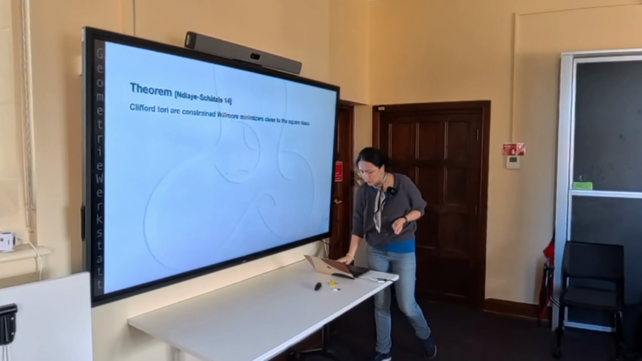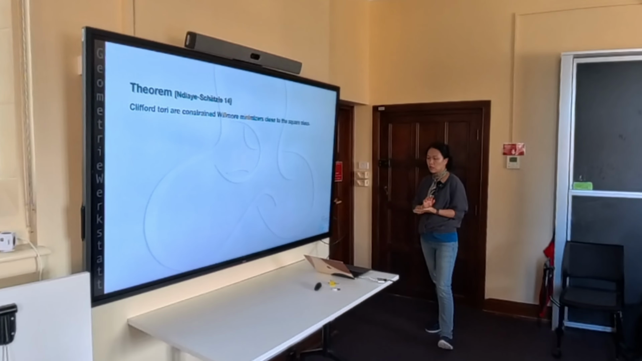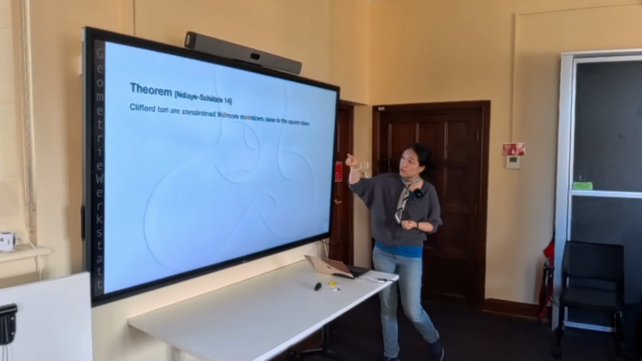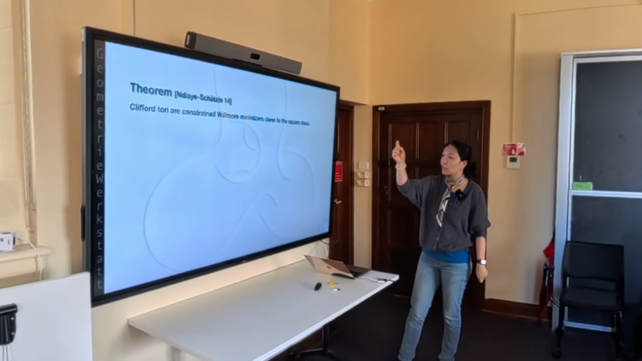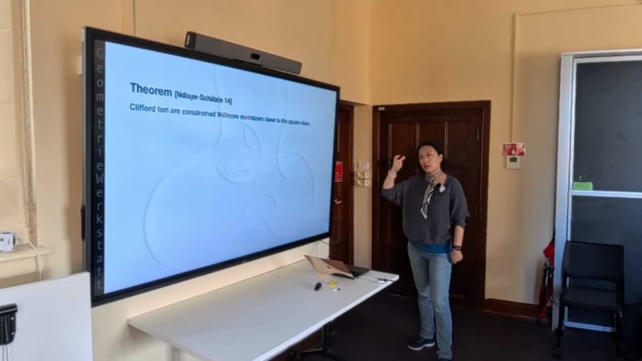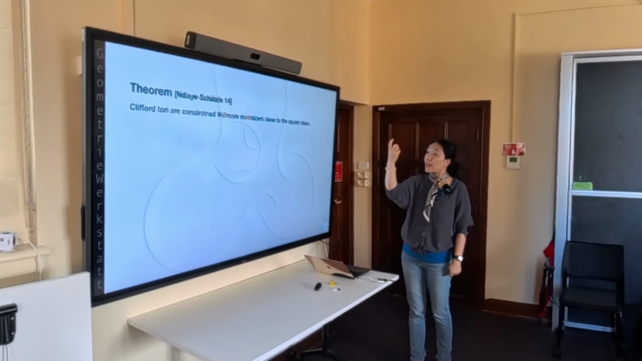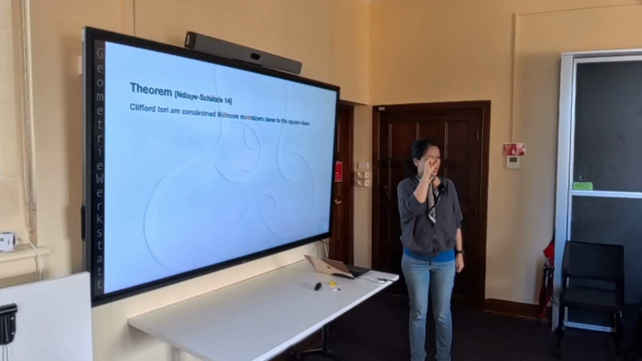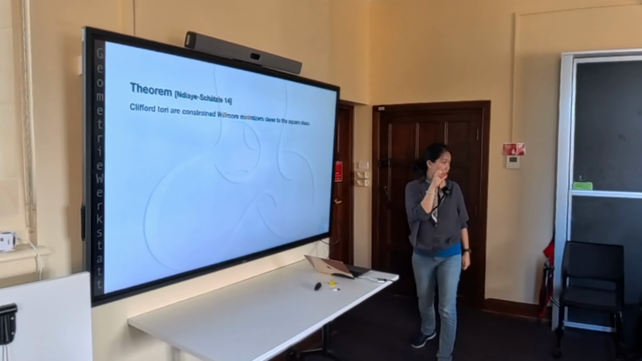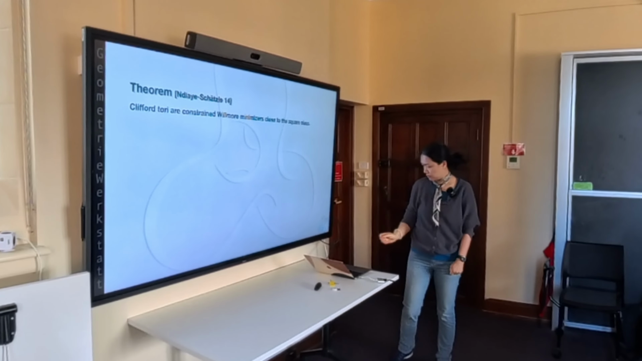So what is known? Well, there's a result by Ndiaye and Schätzle saying that very close to the Clifford torus, and they call it Clifford tori, we would rather call it homogeneous tori, they are constrained Willmore minimizers, unique ones, close to the square cluster. So at the very beginning of the video I showed you, they are actually minimizing.